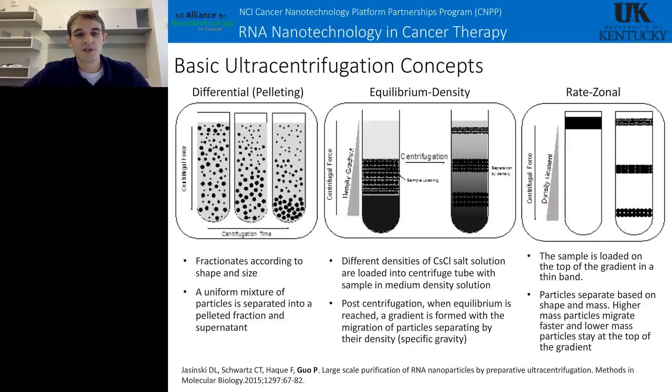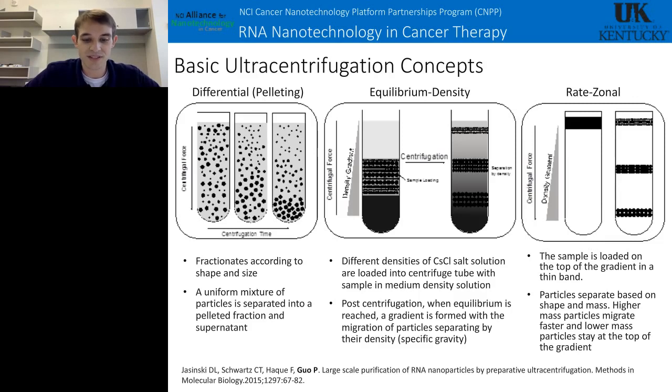So this is just a slide showing some basic ultracentrifugation concepts. There's 3 main types of preparative ultracentrifugation used. There's differential, which is pelleting. So this is very similar to doing an ethanol precipitation and then just spinning down your RNA or DNA sample to the bottom. The way that works is it fractionates according to shape and size. It's used a lot for the separation and enrichment of organelles, cells, or proteins from a whole cell sample. Like after you would lyse a cell, you would spin down cells, and it's used a lot for that kind of stuff.